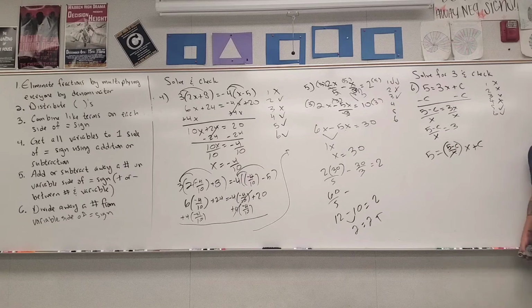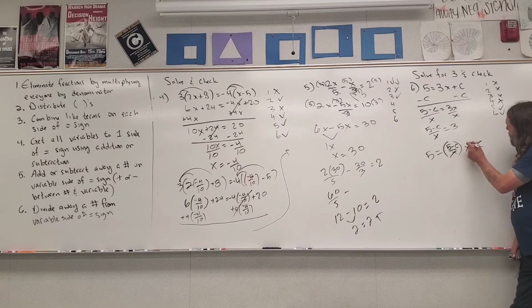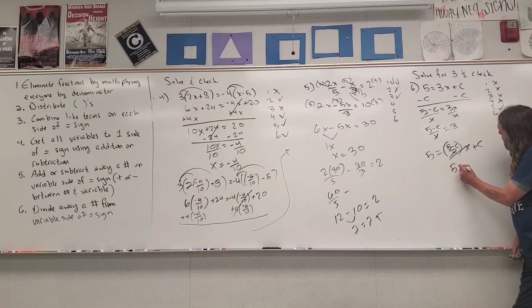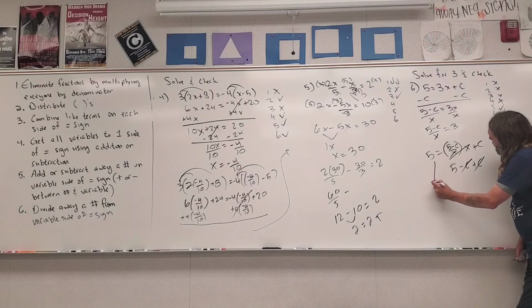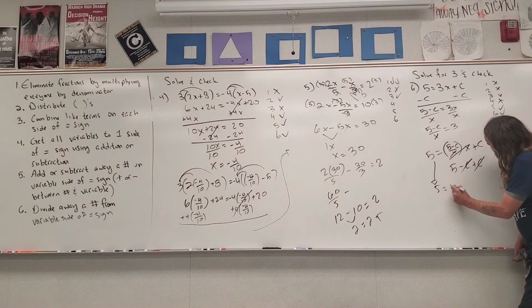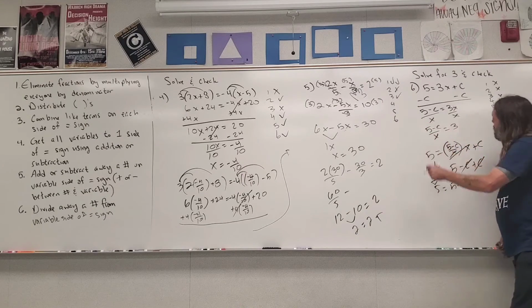and now we just untie the knot. X and x cancel out. Now I have 5 minus c plus c, they cancel out, and now I have 5 equals 5. So that means that I have a solution.